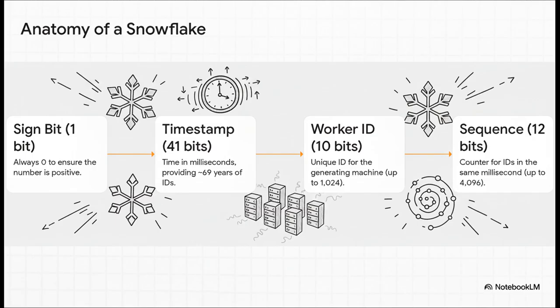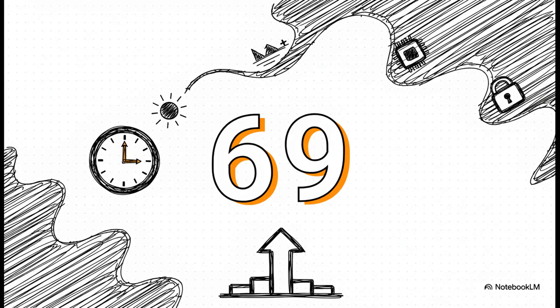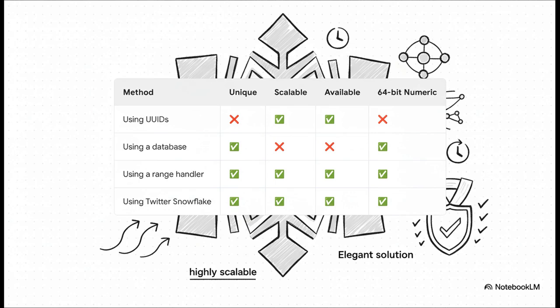So by combining time, machine, and a sequence number, Snowflake guarantees uniqueness, and it does it with no central bottleneck at all. And get this, those 41 bits they use for the timestamp, that gives the system an incredible lifespan. It can keep generating unique IDs that are sortable by time for about 69 years. Talk about future-proofing, right? So let's take one last look at our scorecard. With Twitter Snowflake, we get a clean sweep. Check, check, check, and check. It's unique, it's scalable, it's always available, and it's a perfect 64-bit number. This is the elegant solution we've been looking for all along.